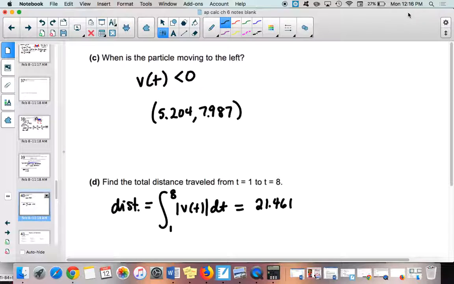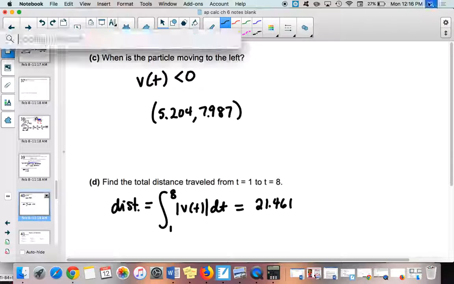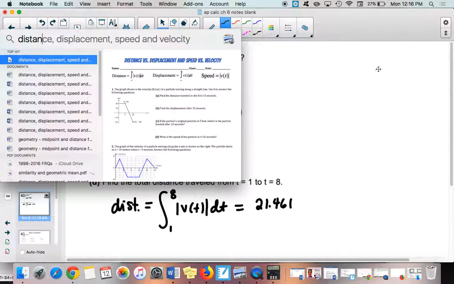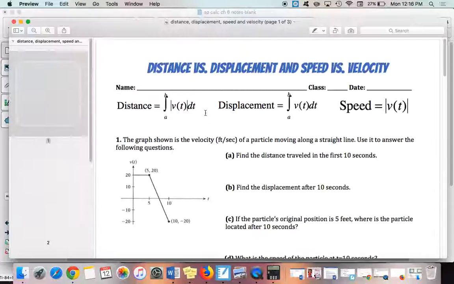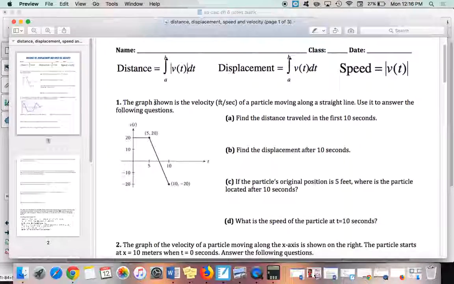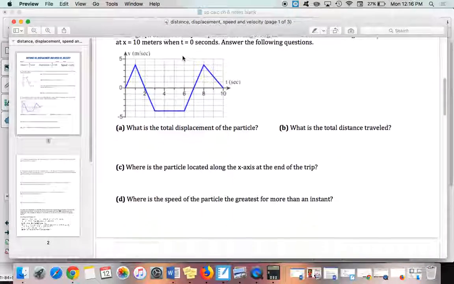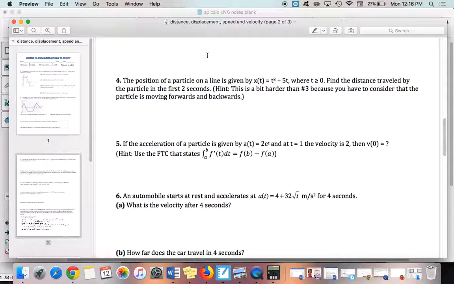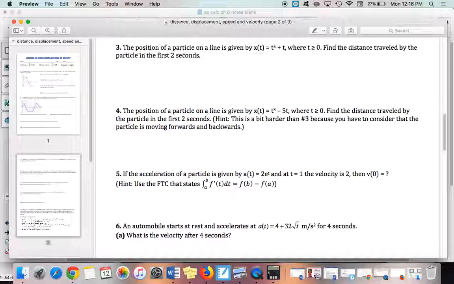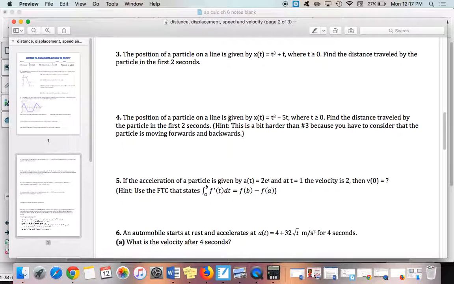So going back to what I was talking about with your homework, I want to show you a couple examples. On number 1 and number 2, we have these graphs. We've done these before, right? This should all be familiar. We've done distance, displacement, stuff like that. The ones I was talking about that are a little tricky are things like this, where it says the position of the particle on a line is this. Find the distance traveled by the particle in the first 2 seconds.